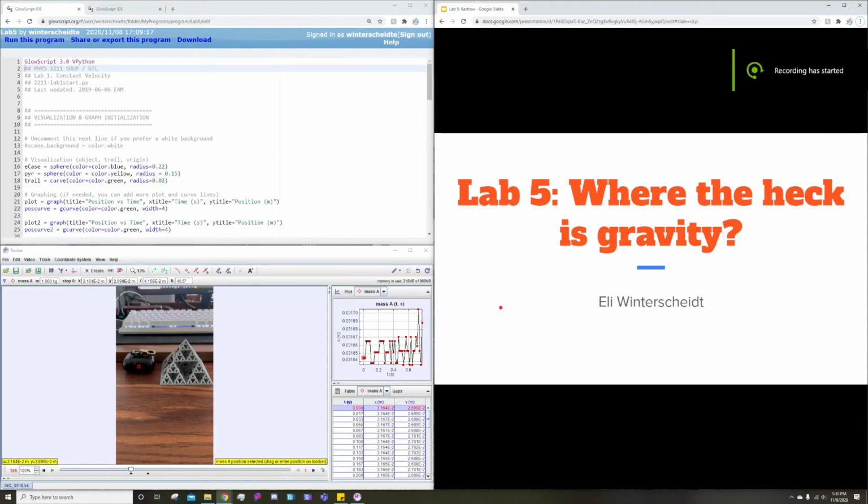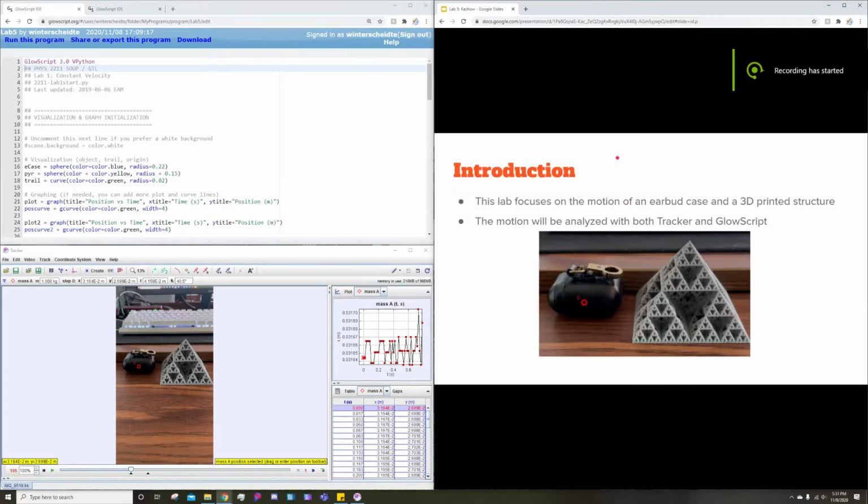I'm Eli Wintersheet, and this is Lab 5. This lab focuses on the motion of an AirPod case and a 3D printed structure that are sat next to each other. The motion will be analyzed in both Tracker and GlowScript using the functions in the next slide.